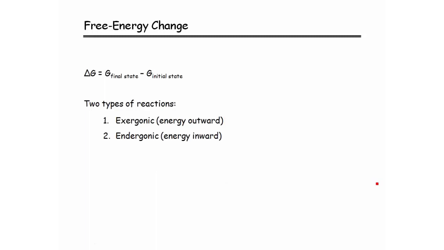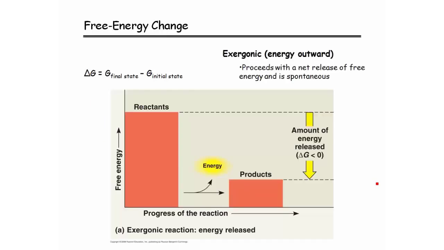Now we do have two different types of reactions depending on the delta G values that we get. These reactions are called exergonic reactions or endergonic reactions. These are very similar to some terms you may have heard in previous classes, exothermic and endothermic. When we use that thermic term, it really specifically applies to heat energy. Here we're just talking about energy in general. So if we look at the exergonic reaction first.